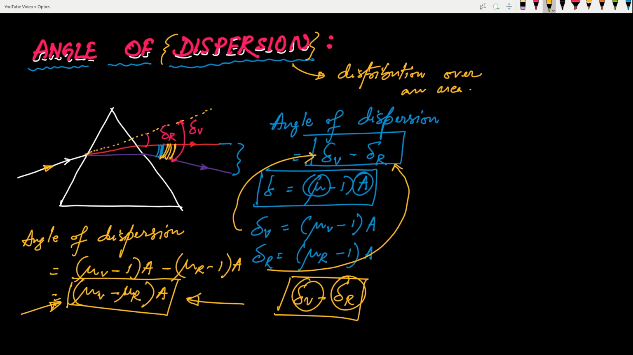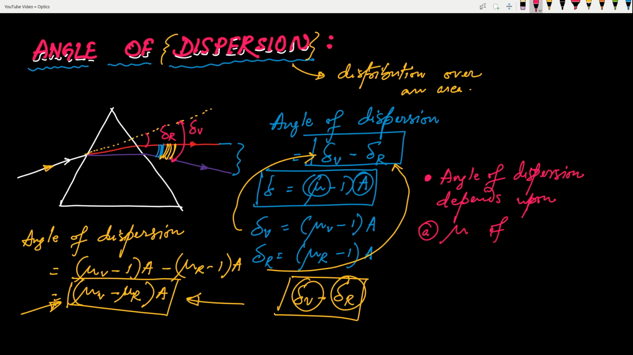Now one thing you need to understand, that angle of dispersion depends upon the angle of prism and refractive index. So let me write it down. The first point that you need to understand, that angle of dispersion depends upon, number 1, it depends upon refractive index of the prism, and number 2, it depends upon angle of prism.